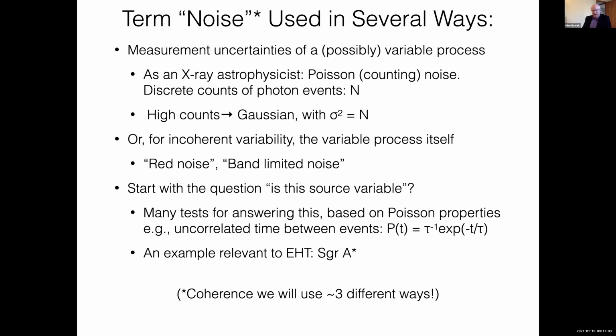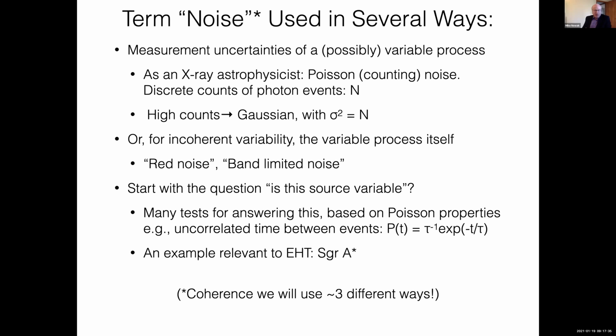But before we get to that, we're going to take a step backwards and start with one of the most basic questions we often ask in X-ray astrophysics: is my source variable at all? And what are some of the tests for variability? There are many ways of answering this particular question, and usually what we do is base these tests on the Poisson noise properties of the measurement itself.